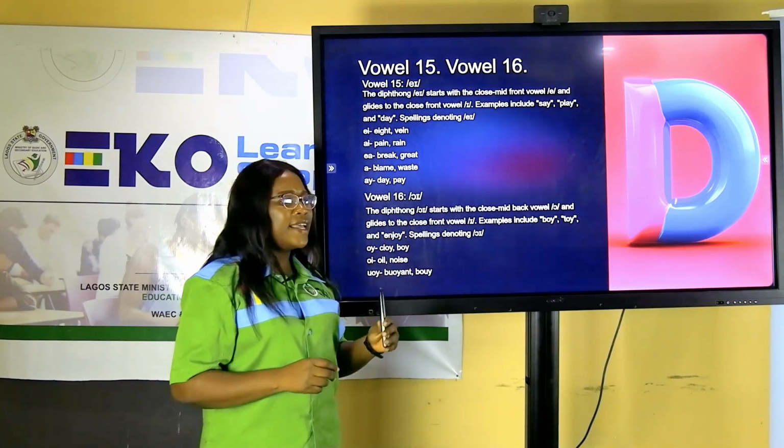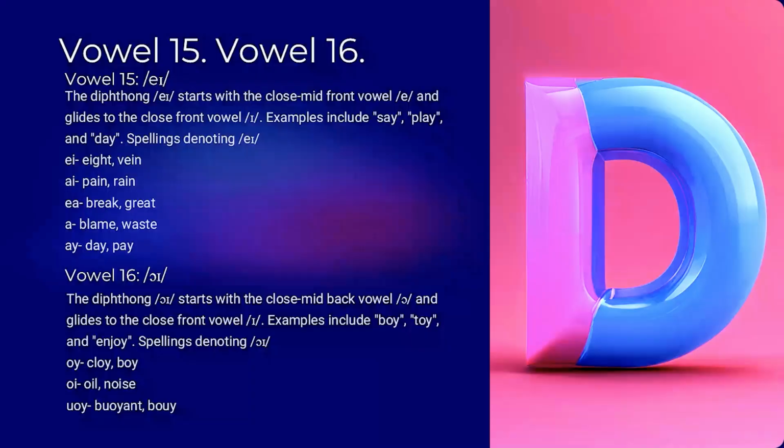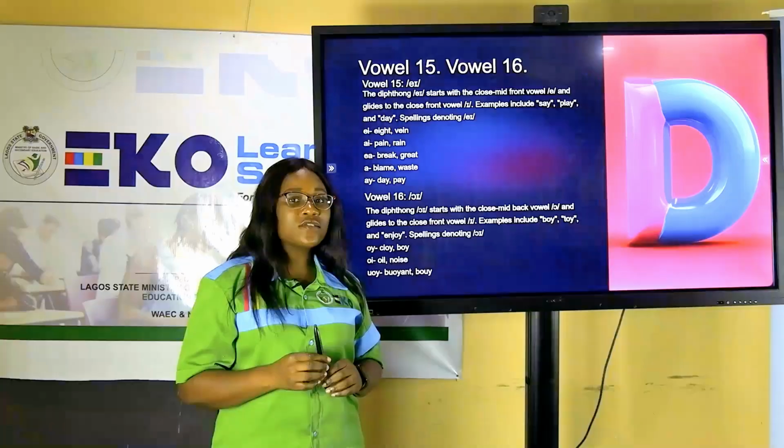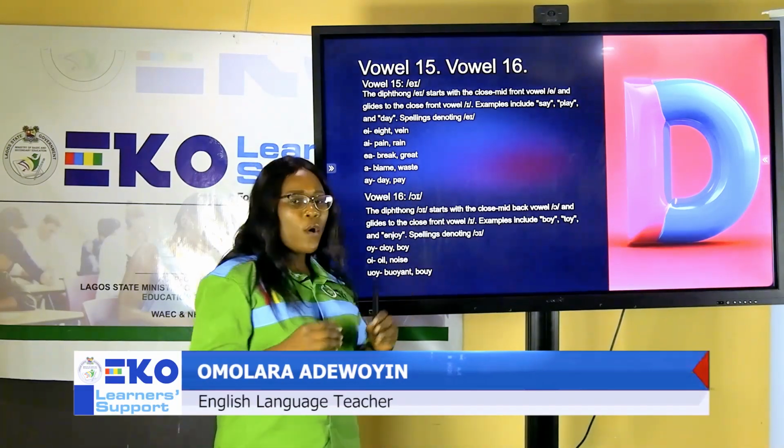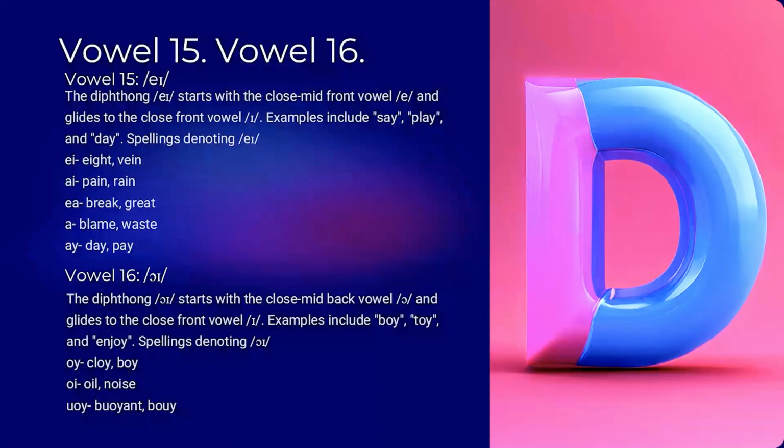The next sound here is oi. The diphthong oi starts with the closed mid-back vowel O and glides to the front vowel E. So you have oi, oi. Coy, boy. Oil, not oil. It's pronounced oil. And then we have noise. We have buoyant, buoyant. We have boy. B-O-U-Y is pronounced boy.